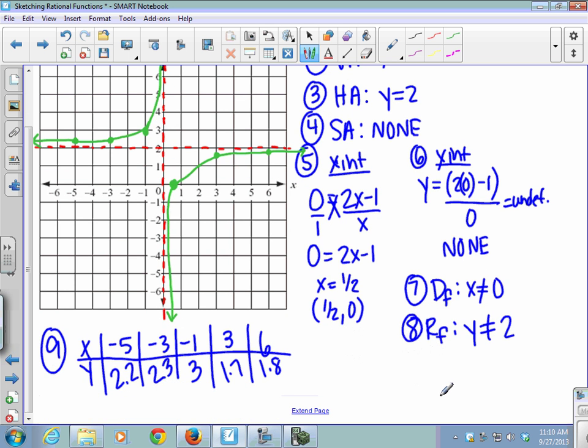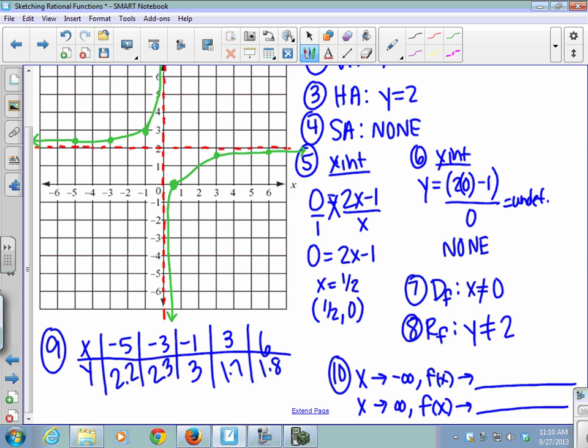And so then the 10th thing that I'm going to ask you to find is the end behavior. And that's just this. As x approaches -infinity, y or f of x approaches what? And you fill in the blank. As x approaches +infinity, f of x or y approaches what?